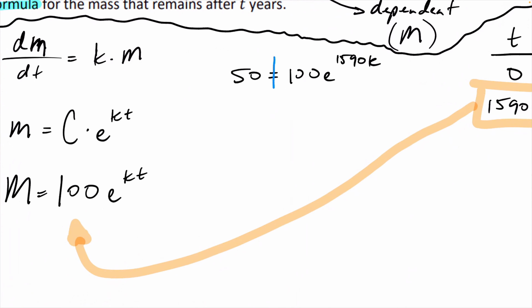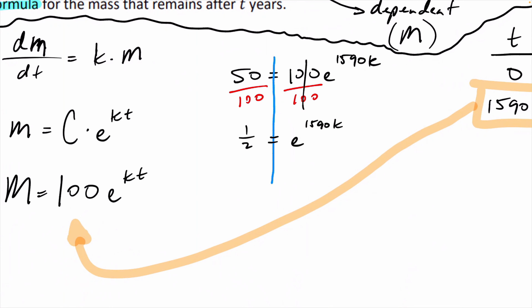Get k by itself. Isolate it, right? So what's the first step to isolate? Divide by 100. So you can leave it as 1/2. You can change it to 0.5. It doesn't matter. I usually leave it as a fraction. Do you have to? No. If you want to do 0.5, go for it. Okay. Let's see. e to the 1,590k.